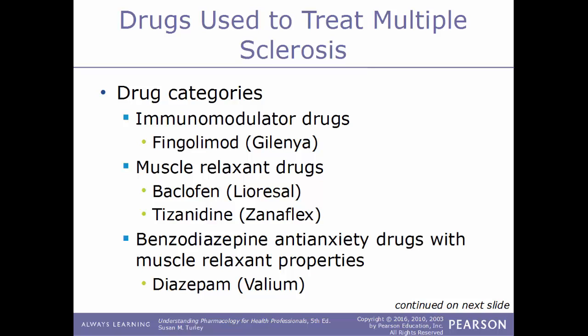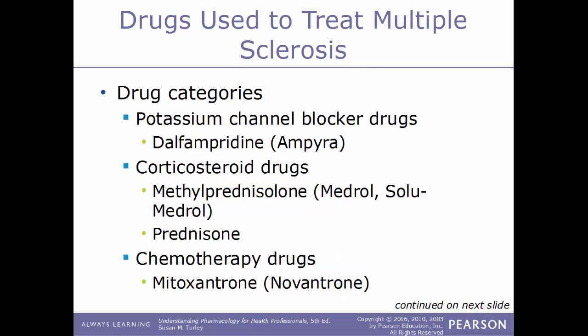Another category of drugs would include muscle relaxant drugs, such as baclofen, which is sold as the trade name of Lioresal, and also tizanidine, which is sold as the trade name of Zanaflex. Another category of drug would be a benzodiazepine anti-anxiety drug that has muscle relaxant properties, such as diazepam, which is also known as Valium. Another category would be a potassium channel blocker. An example of this would be dalfampridine, which is sold as the trade name Ampyra.